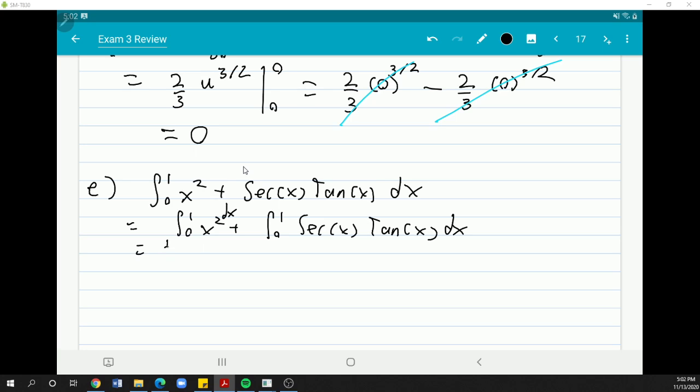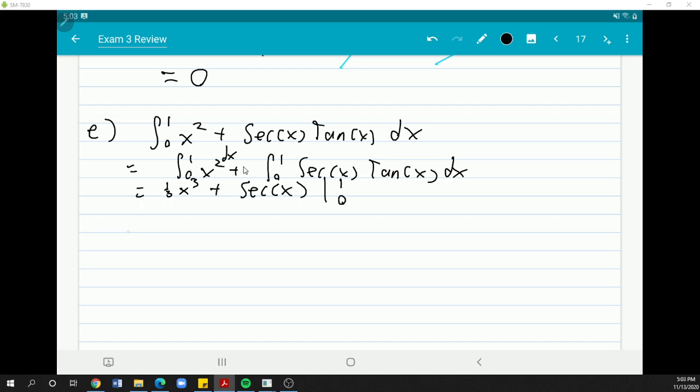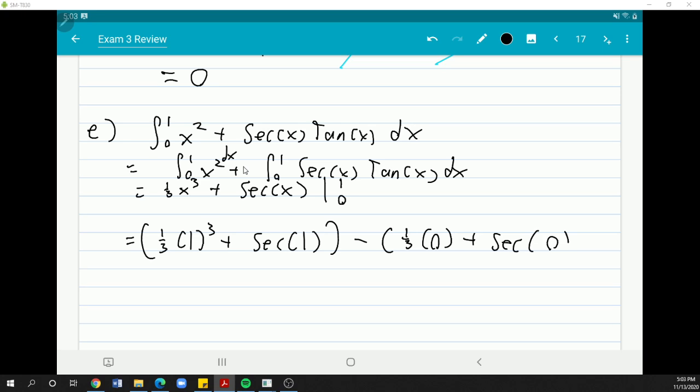From the first part I get 1/3 x cubed. From this part I get secant. So the left integral gives me 1/3 x cubed. The right one gives me secant. And then I evaluate this from 0 to 1. So this is 1/3 times 1 cubed plus secant of 1 minus 1/3 times 0 plus secant of 0.